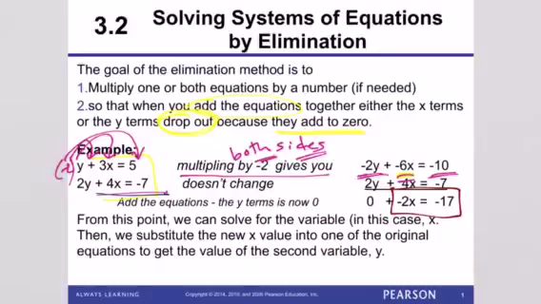Now, the second equation didn't change, right here. But now when we add them, negative 2y and 2y is 0. Negative 6x plus 4x is negative 2x. And negative 10 plus negative 7 is negative 17. Be really careful with your variables on this stuff. So from here, we can solve this equation. We know that we would get x equals 17 halves. And then we can substitute this x back into one of the beginning equations. So we'll see how that works here in a minute.